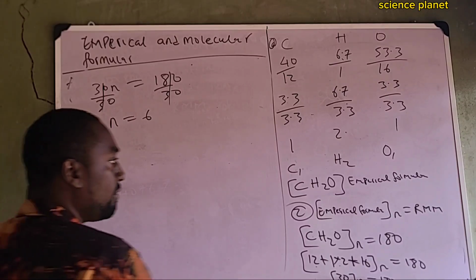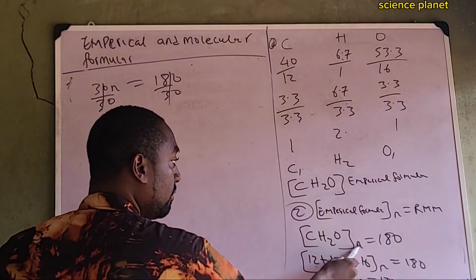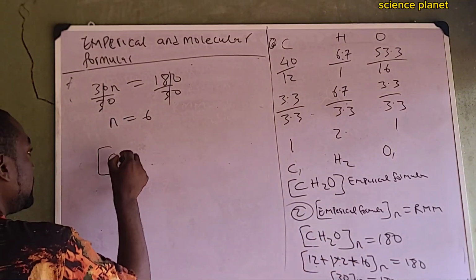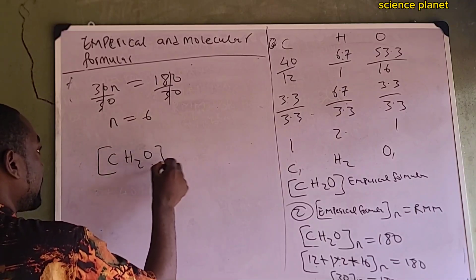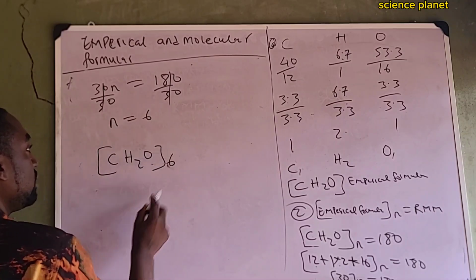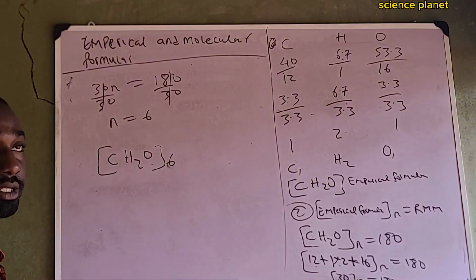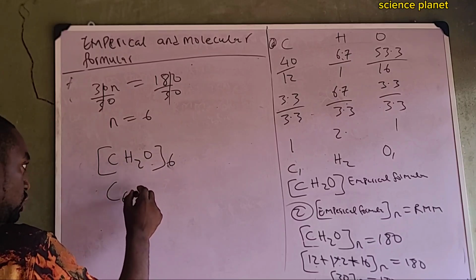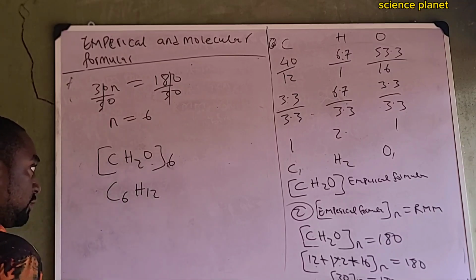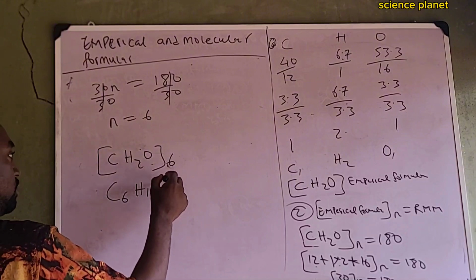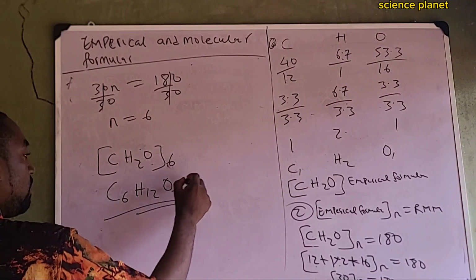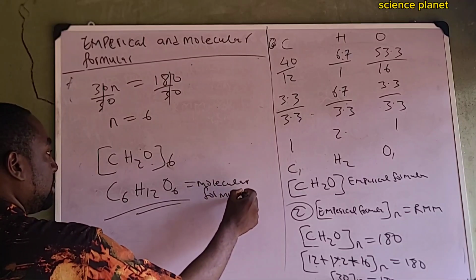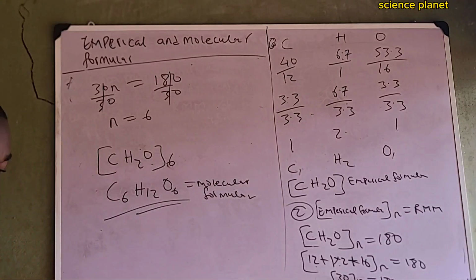As N is 6, see what go happen. We go come replace this N with 6. So we go come collect only this one. CH2O bracket. Instead of writing N, we go write 6. We go use 6 multiply everything wey dey this bracket. So C times 6 go give you C6. H2 times 6 go give you H12, because 2 times 6 go give you 12. And 6 times O give you O6. So this is our molecular formula.